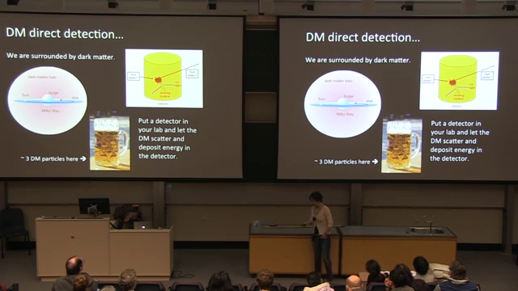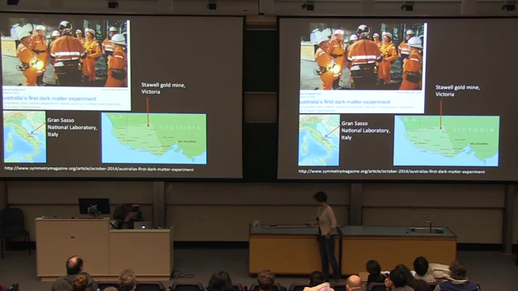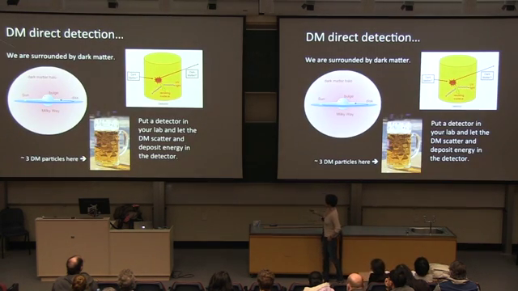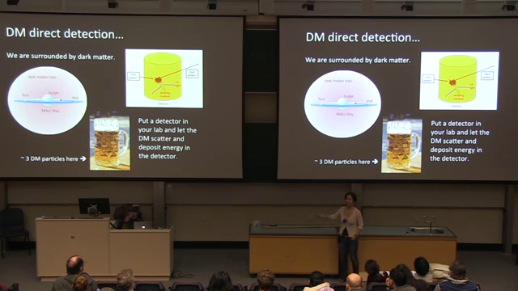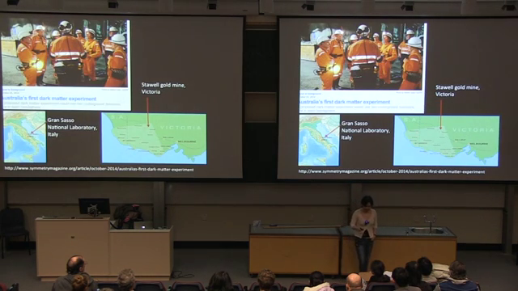Now, it's easier said than done, because if the dark matter can interact with your detector, practically everything else can as well, right? So these dark matter direct detection experiments usually are done in mines.